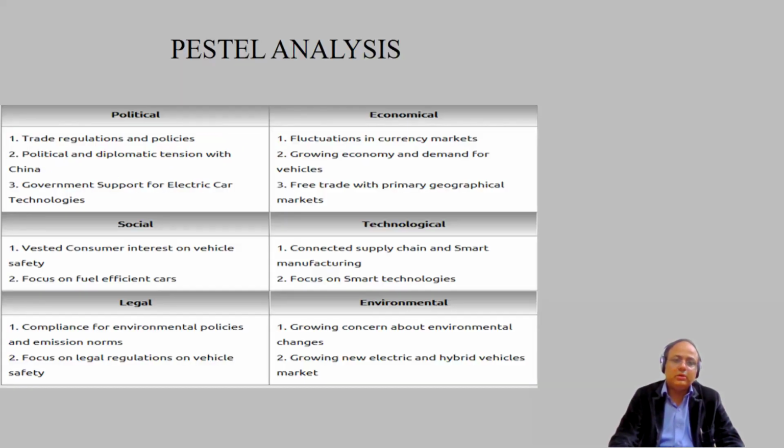The political includes the political and diplomatic tension with China, trade regulation and policies, government support for electric car technologies. Economic includes the fluctuation in currency markets. Social includes the focus on fuel efficient cars, and technological includes the focus on smart technologies. Legal includes focus on legal regulations, and environmental includes growing concern about environmental changes. So that's an example of the PESTLE analysis.